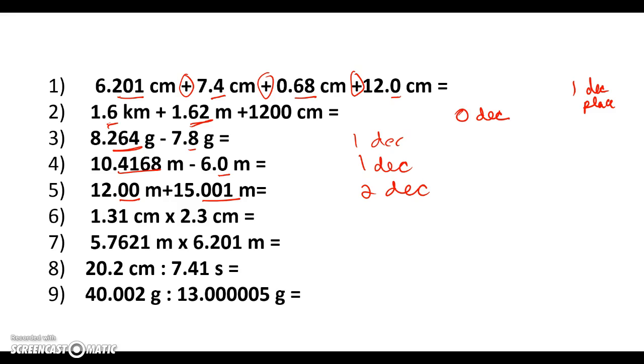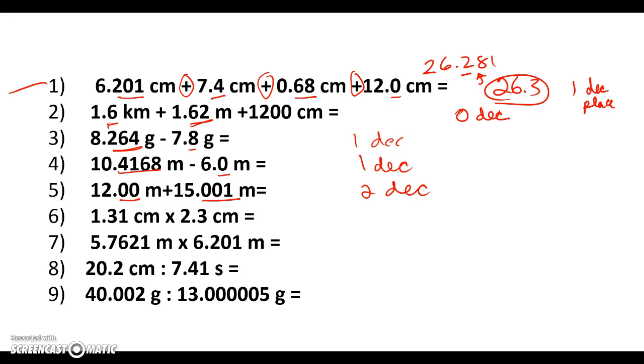So I'm going to put together number 1, go back to number 1: 6.201 plus 7.4 plus 0.68 plus 12.0. So my calculator answer is 26.281, and I want 1 decimal place. So I look at the digit after the 1 decimal place. That tells me to round up. So my number will be 26.3. See, each of these you have to take into account rounding. You have to be able to round properly.